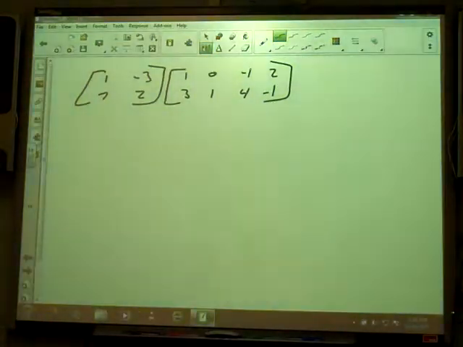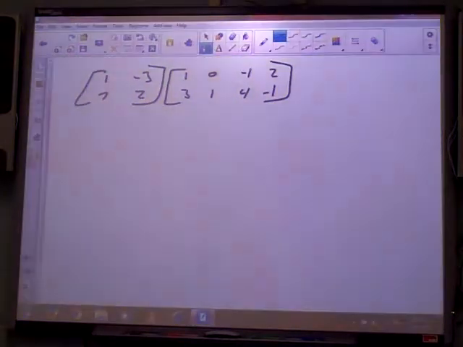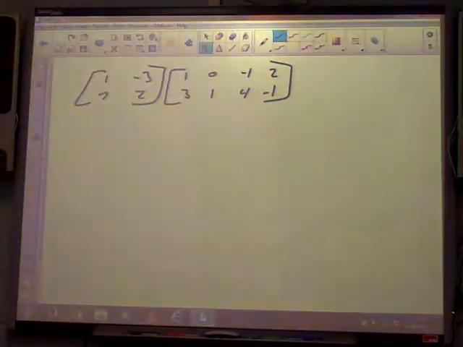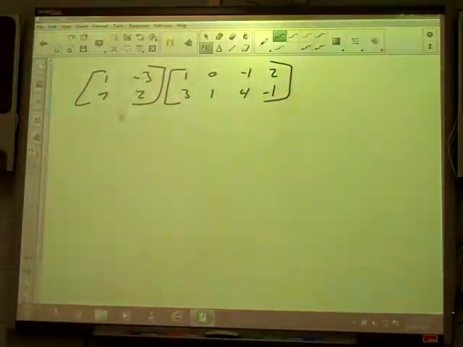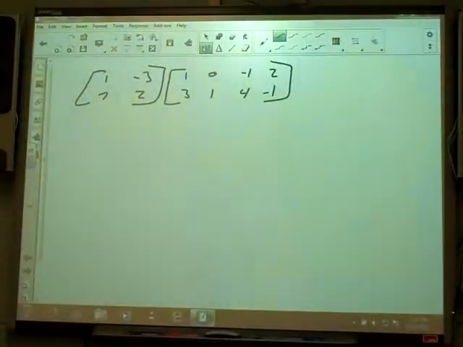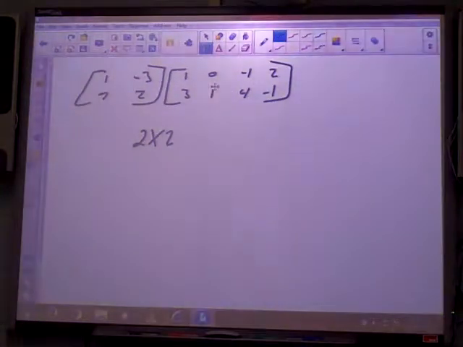So what we're looking at to decide if it's possible to multiply has to do with the dimensions again. So what is this first matrix? What are its dimensions? How big is it? 2 by 2. Now this one's the one Zane was talking about. This one is a 2 by 4.